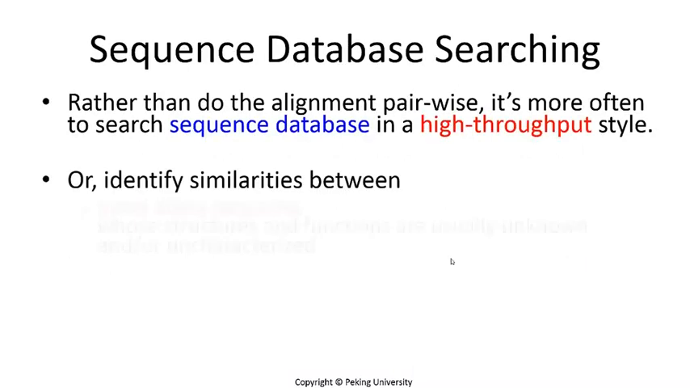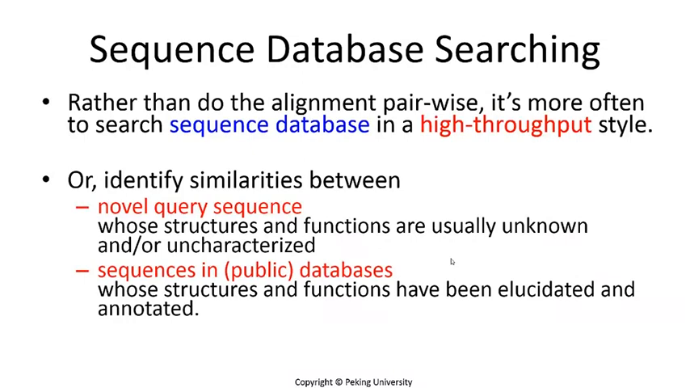In practice, we often need to find the most similar sequences of our interested sequence by searching sequence databases. We usually use a query sequence with unknown function to search databases of gene or proteins with known sequences and functional annotations in order to infer the structural, functional, and evolutionary origin of our query sequence.